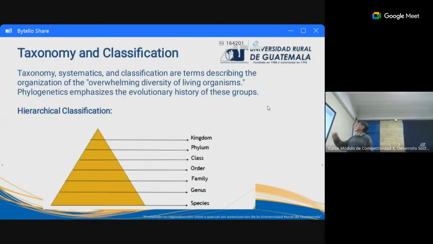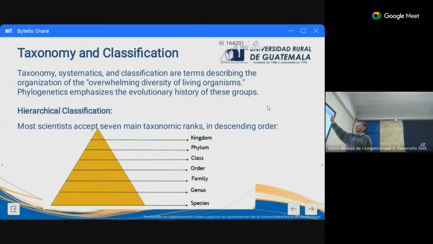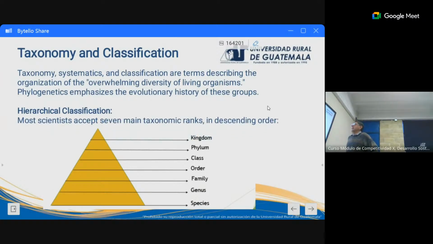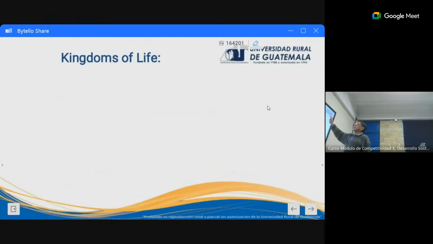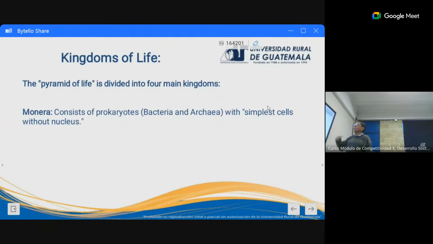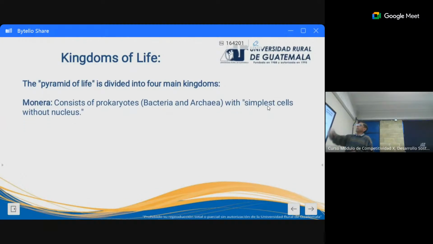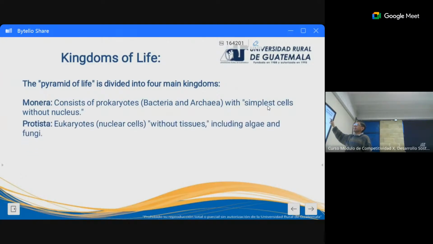Now let's go ahead. Most scientists set 7 main taxonomic ranks in descending order, as we saw right now. Kingdoms of life. Now, there's a description or model that is the pyramid of life that is divided into 4 main kingdoms. Okay, let's check.